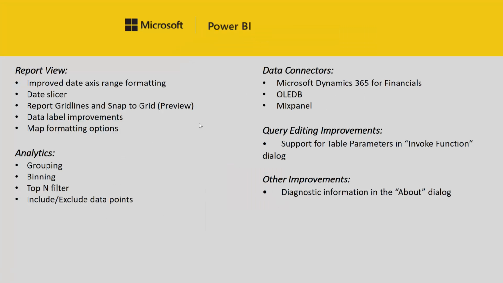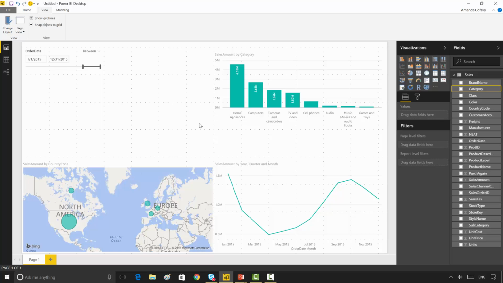The next group of features are analytical features, the first of which is grouping. Whenever you're building a report, you may find that two categories within a field are better talked about together and therefore should be grouped together in your report. Previously, to do that, you would have had to create a new calculated column using DAX to be able to create all of those groupings together. But now you can do it directly on the chart.